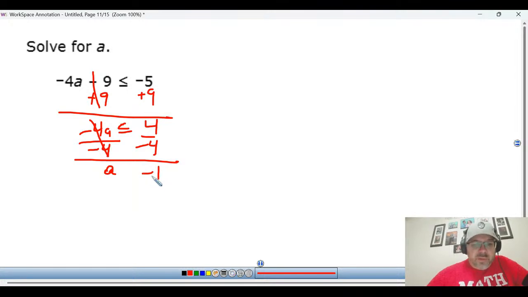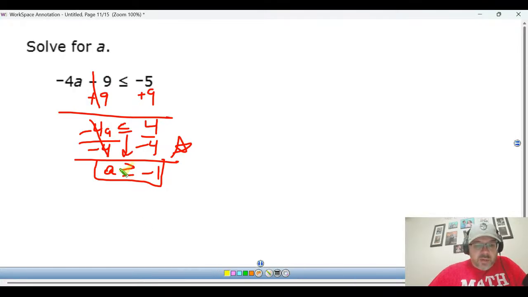But here's the thing. This is important right here. See how we're dividing by a negative number? With inequalities, if you divide or multiply by a negative, you must change the sign. Okay, it's got to flip the other direction. So since this is less than or equal to, we're going to make it greater than or equal to, and that would be the answer. So that's the big deal right there. We flip the sign over and it goes the opposite direction.